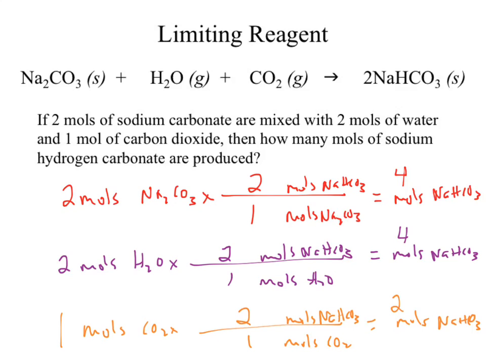We don't have enough CO2 to make any more sodium hydrogen carbonate after we hit that 2. So it's kind of an odd answer. Our maximum amount is the smallest value. So at the end of this experiment, or for this question, we'd end up with 2 moles of sodium hydrogen carbonate. The other way that we could phrase this question is, what is the limiting reagent?